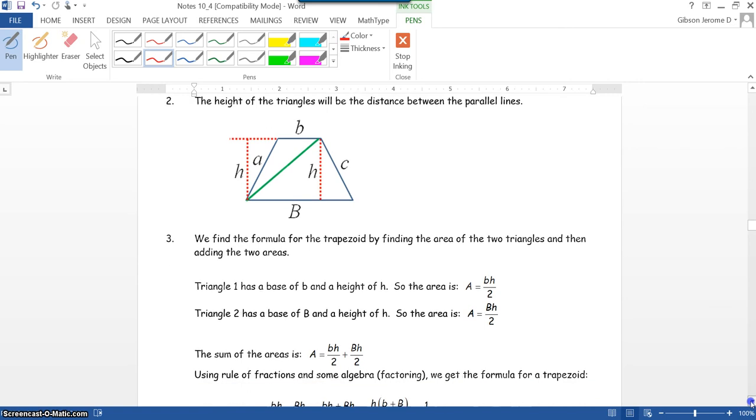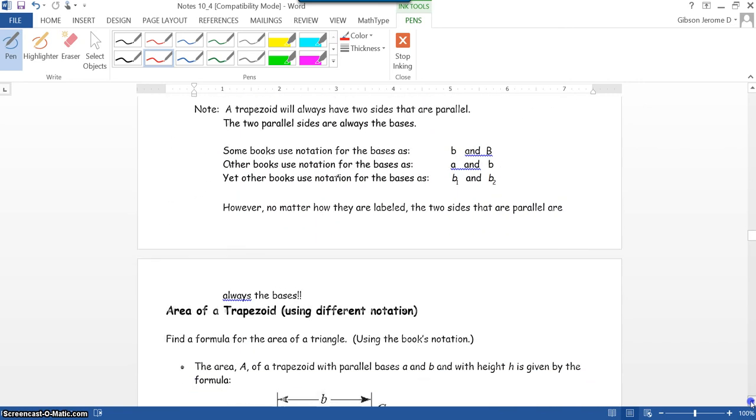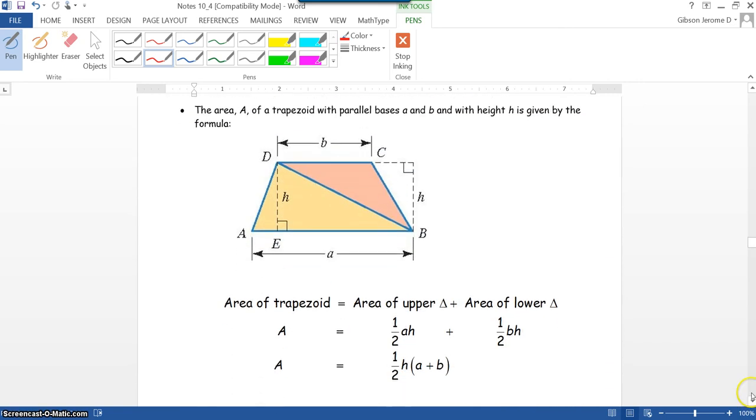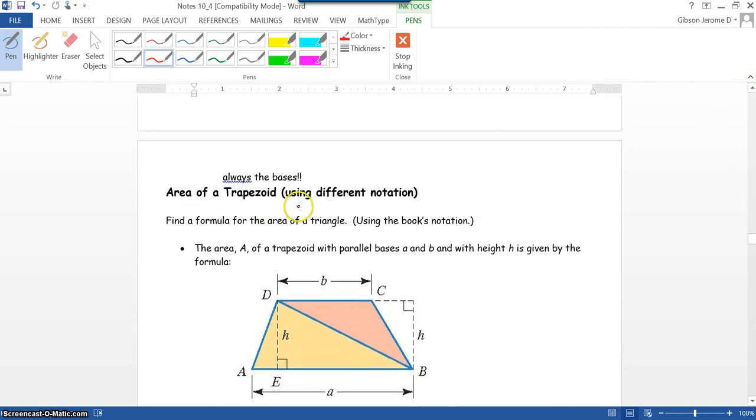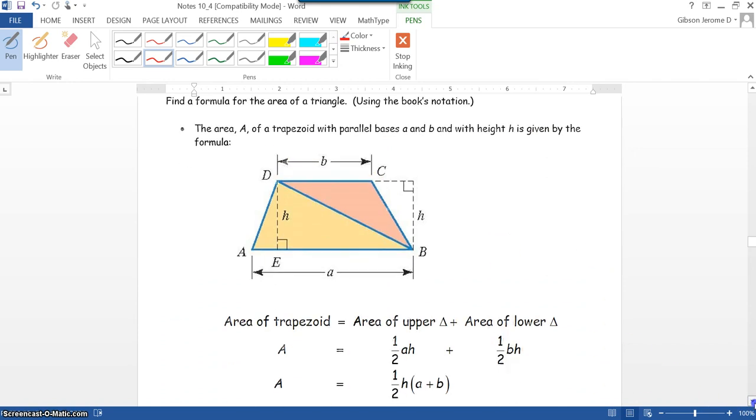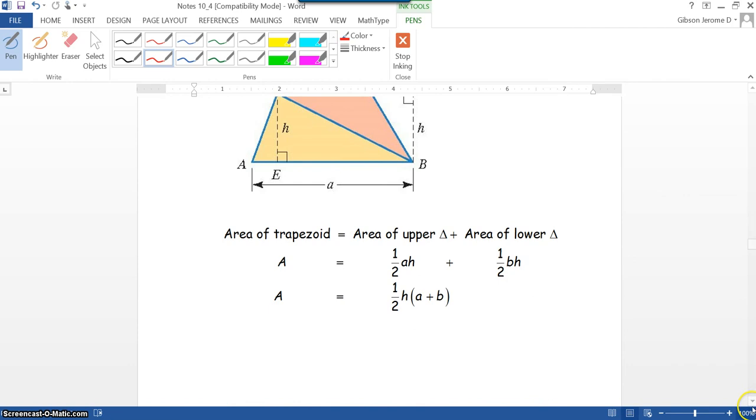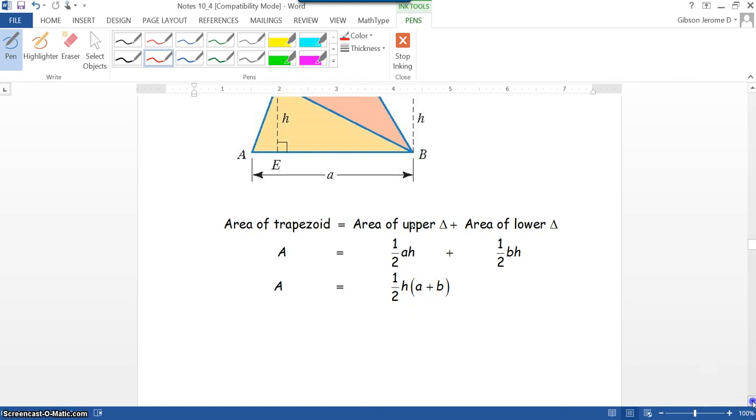So now we scroll down. Now it says here, we have the area of a trapezoid using different notation. Find a formula for the area of a trapezoid. It says the area A of a trapezoid with parallel bases a and b and with height h is given by the formula. Now basically this is just the same exact formula that we had before. The only difference is we're not using big B and small b.